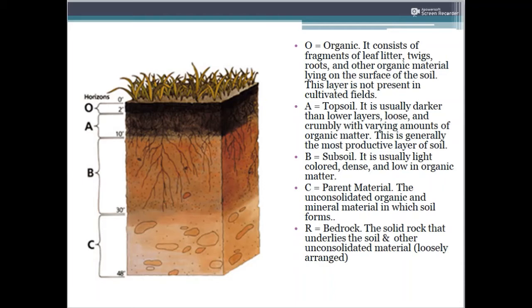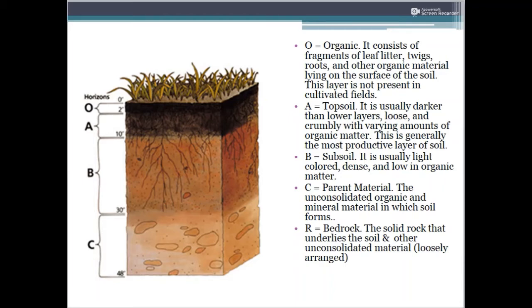The most productive layer means the one which has been found to be more fertile, and it will support the growth of various plant forms here, because it mainly contributes to the fertility of the soil, that is, the degraded organic matter has been found over here.